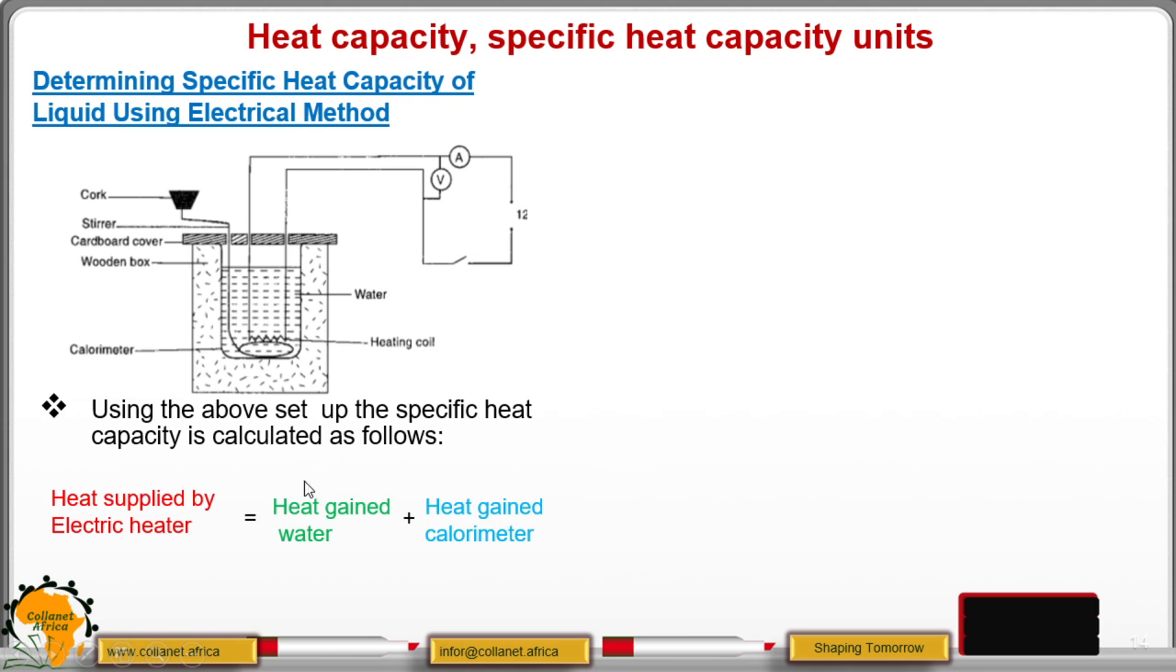After getting those readings, we proceed as follows. Heat supplied by the electrical heater is equal to heat gained by the water plus heat gained by the calorimeter. So the heat supplied by the electrical heater will be VIT. Then the heat gained by the water will be the mass of water multiplied by the specific heat capacity of water, then multiplied by the change in temperature. Heat gained by the calorimeter will be the mass of calorimeter multiplied by the specific heat capacity of calorimeter multiplied by the change in temperature. Then we look at an example here.